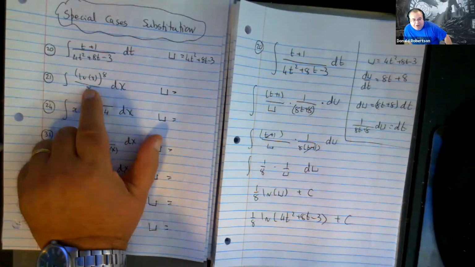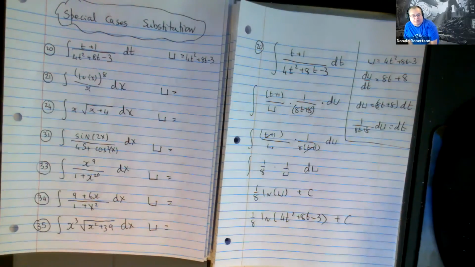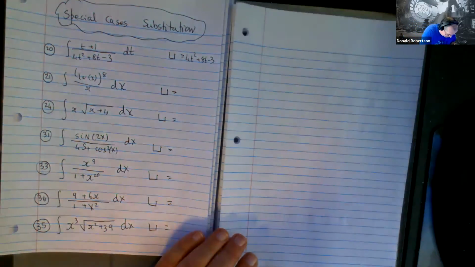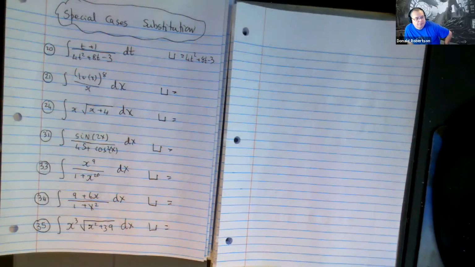Question 21 is only a special case because it's just ugly. There's nothing really that awkward about it, but I felt it belonged here anyway. What would the u sub in question 21 be? Don't have a lot of choices, do you, when you look at it? Would it be natural log of x? It would.